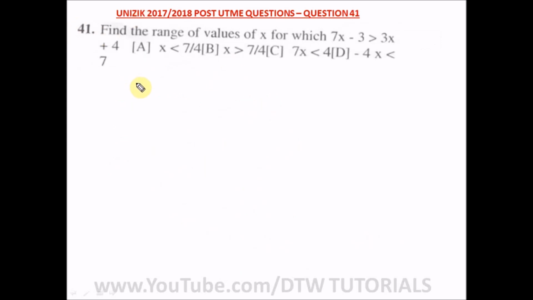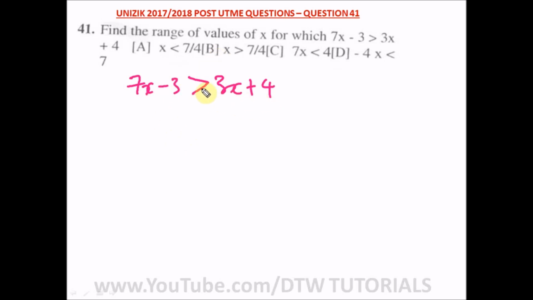Question 41 of the UNIZIK post-UME past question for 2017/2018. That's Nnamdi Azikiwe University, Awka. It says find the range of values of x for which we have, this is inequalities, 7x minus 3 greater than 3x plus 4. Okay, so let's collect like terms. Bring 3x to this side, take minus 3 to this side.